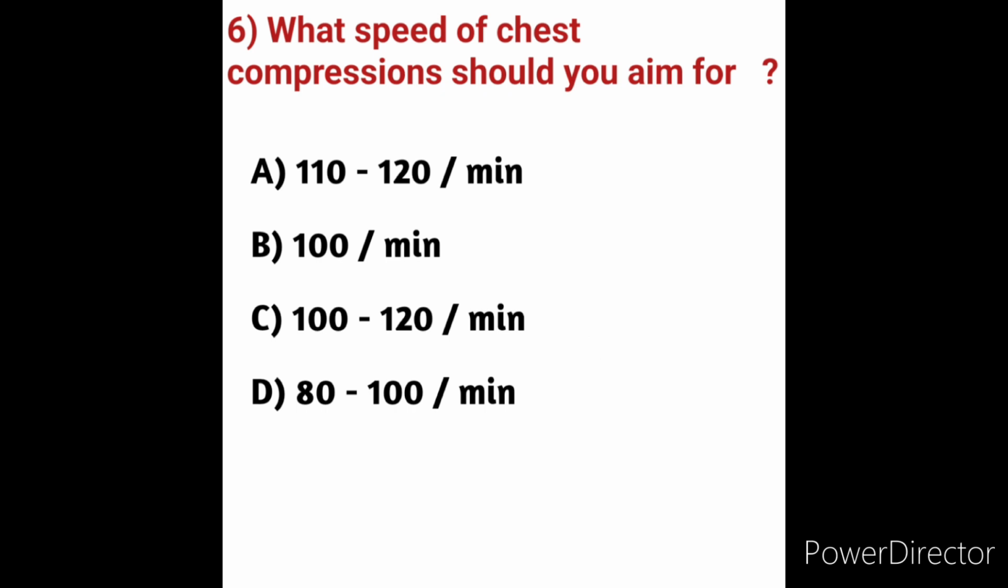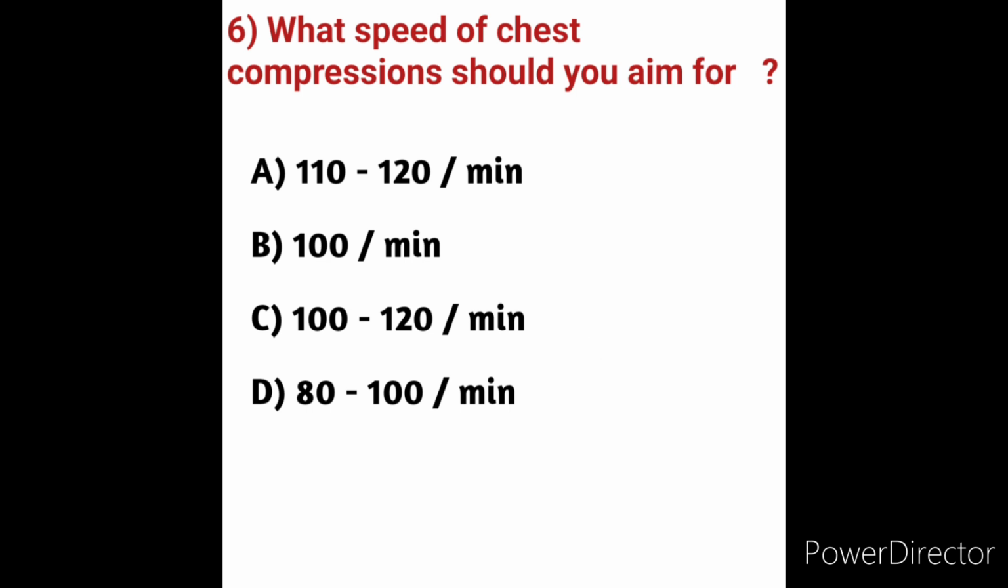What speed of chest compression should you aim for? It means the speed of chest compressions that we are aiming for. Option A, 110 to 120 chest compressions per minute. Option B, 100 chest compressions per minute. Option C, 100 to 120 chest compressions per minute. Option D, 80 to 100 chest compressions per minute.